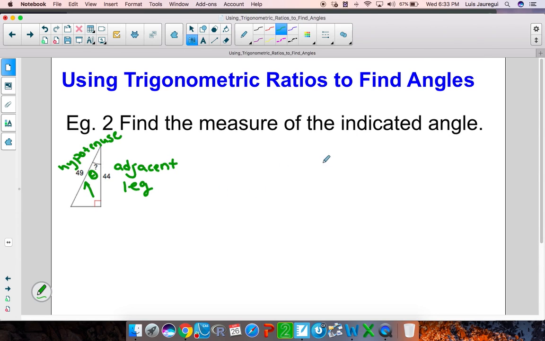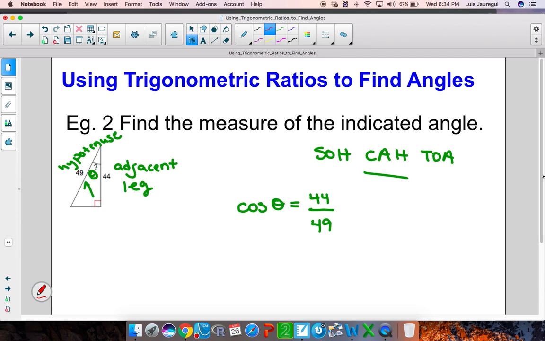And if you remember, based on your mnemonic device, SOHCAHTOA, we can find the trigonometric ratio that involves both the hypotenuse and the adjacent leg, and that happens to be, in this case, cosine. So I'm going to write the following: cosine of theta is equal to adjacent, which is 44 units in this case, divided by the length of the hypotenuse, which is 49. Now, how do we undo the cosine? Well, to get rid of the cosine and get theta by itself, let's take the inverse. So I'm going to say cosine inverse of cosine of theta.